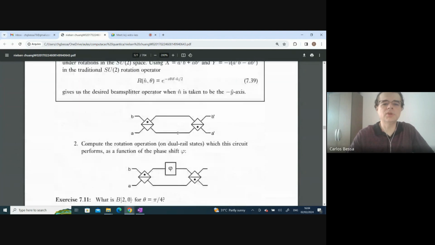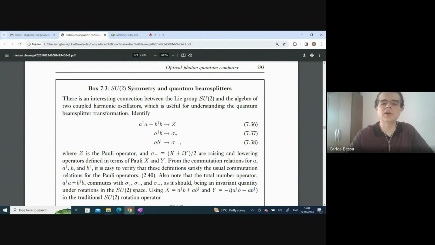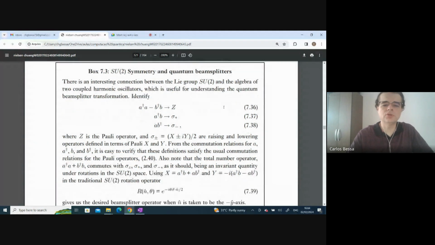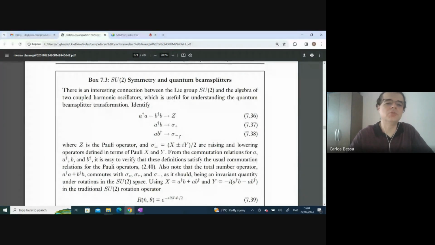And another interesting thing, but I think it's because it's simple, is that you see the relation of quantum beam splitters with Lie groups. So you could just read this box 7.3, because the calculations are the things that we already did during the theory. There's nothing really new here, in terms of calculation. So you could read it and reach the same conclusions that we have. It's interesting to see that application of Lie groups, in this case for quantum hardware, more specifically in quantum beam splitters.